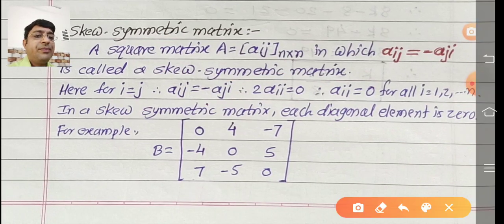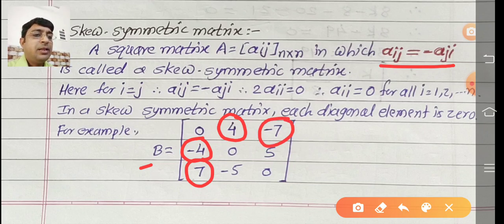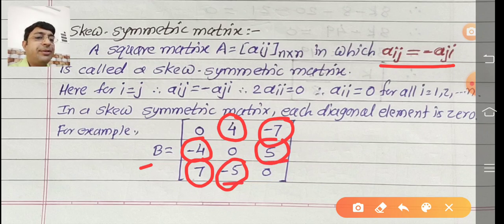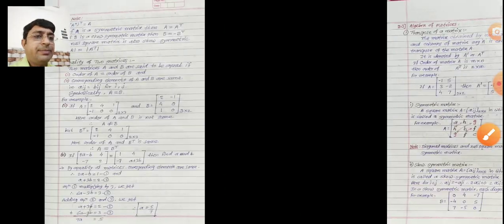For example, matrix B is equal to, so elements are as per the position. Aij equal to minus Aji, here 4, then minus 4, here plus 7, then here minus 7. Here this position is the third row and second column. So A32, the opposite element is present at the position second row and third column. So A23, here minus 5, here plus 5, and diagonal elements according to these conditions, here 0. So in this way, this is the next type.